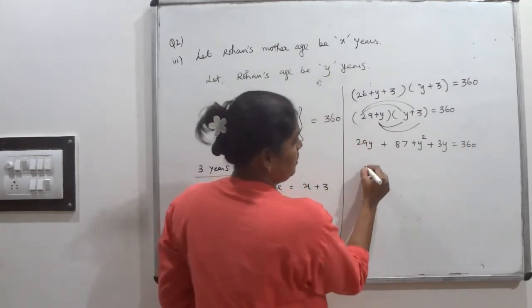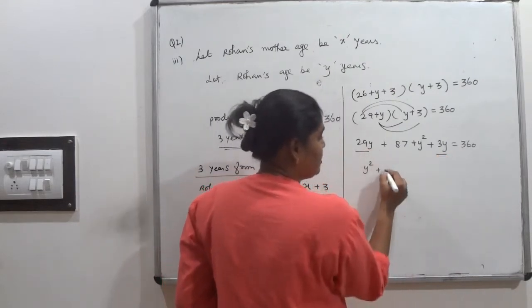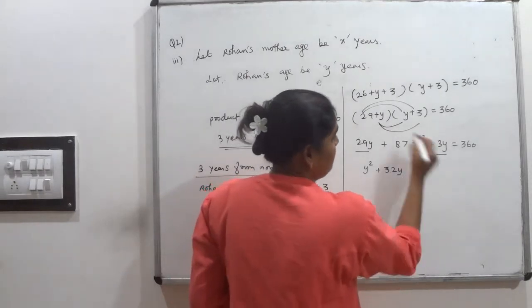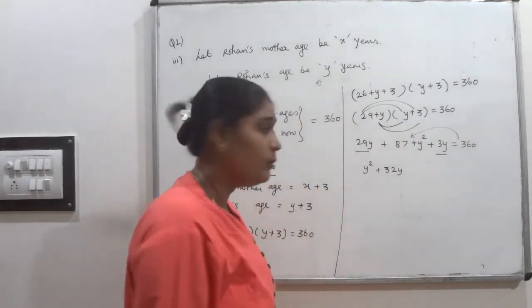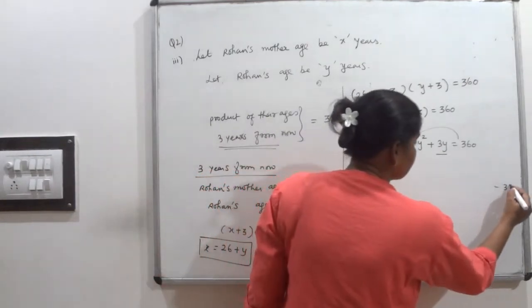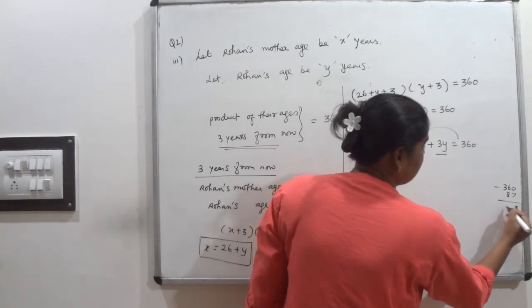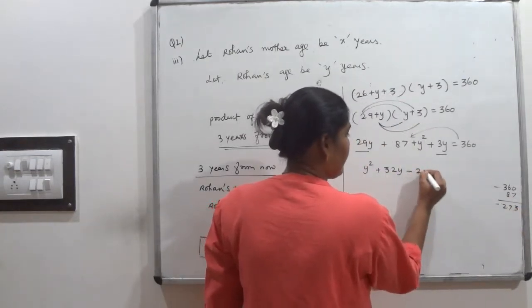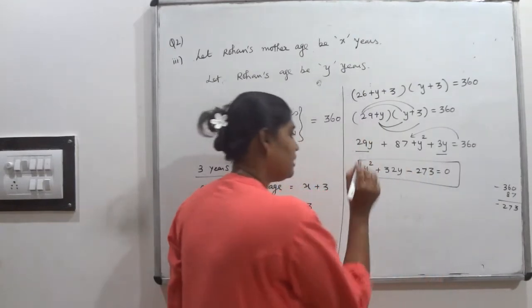Y squared, 29Y plus 3Y will give you 32Y. Plus 360 on this side becomes minus 360. Minus 360 plus 87 will give you minus 273, equal to 0. Now I got the quadratic equation.